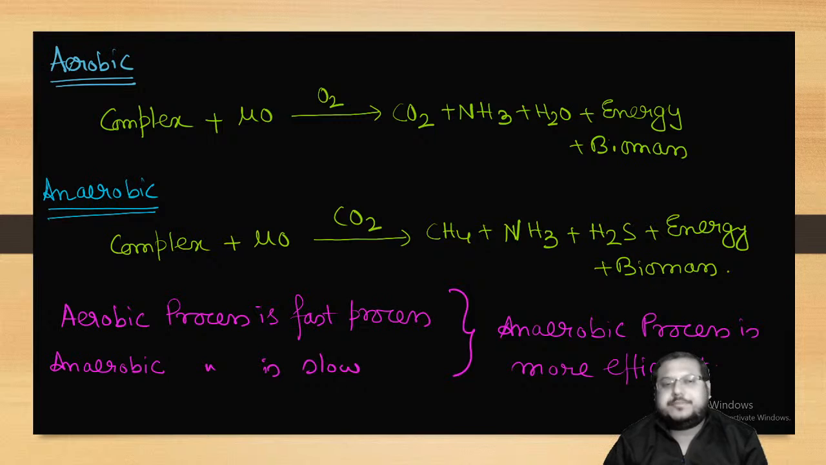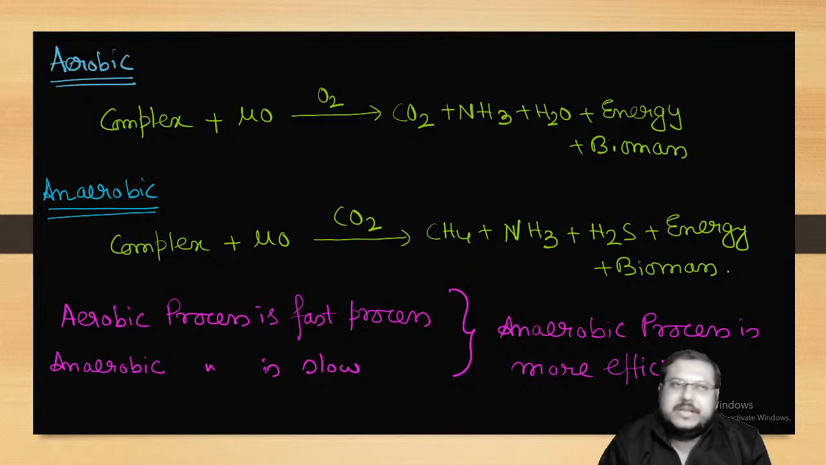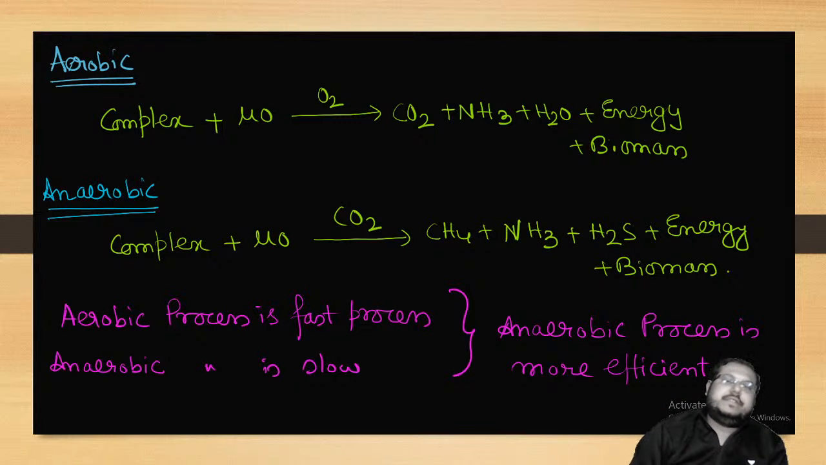Aerobic process is a fast process, but anaerobic process is a slow process, and whatever is a fast process will be less efficient. So obviously the anaerobic process is more efficient as it is a slow process.